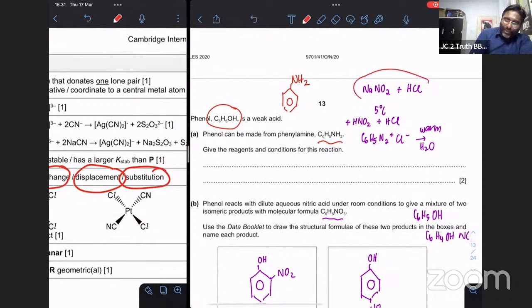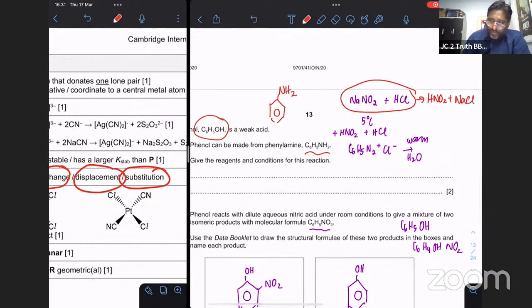So what you need to do is make sure you have NaNO2 and HCl. You react them and you get HNO2 and NaCl. This is prepared at 5 degrees Celsius, less than 10 degrees Celsius, because if you use a higher temperature, it is going to decompose to give you N2, nitrogen gas. We don't want that. Once you do that, you are going to get this benzene diazonium salt.